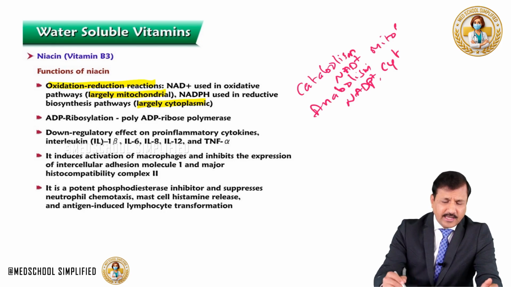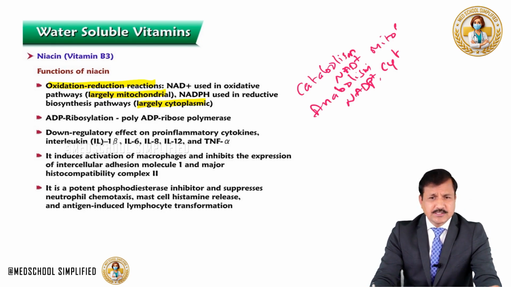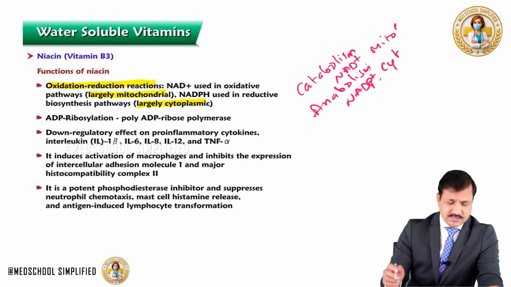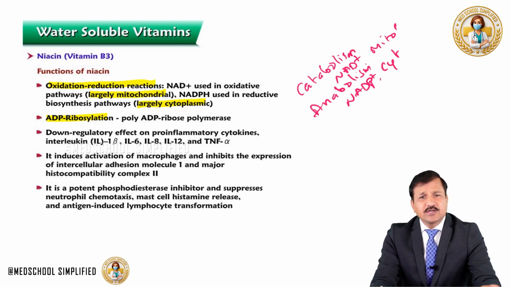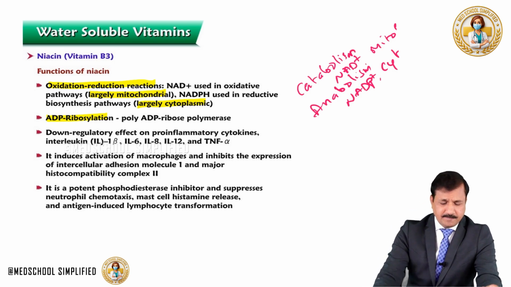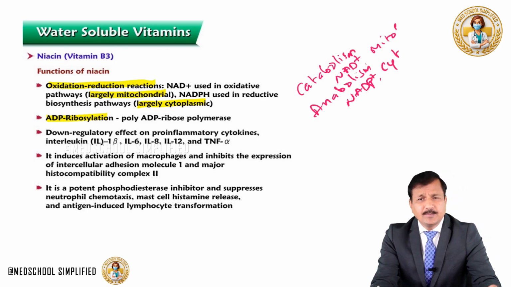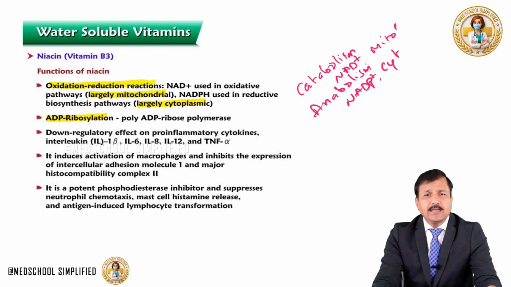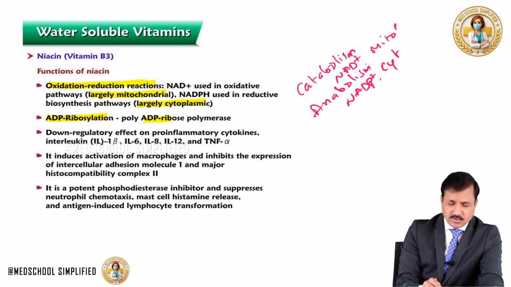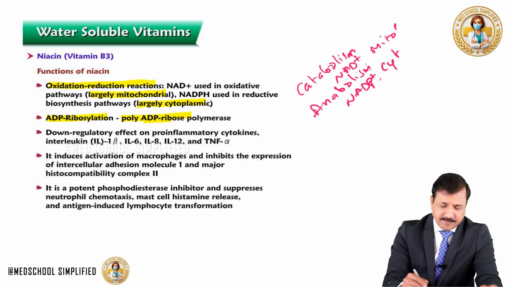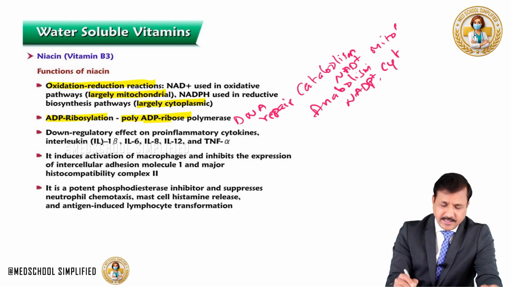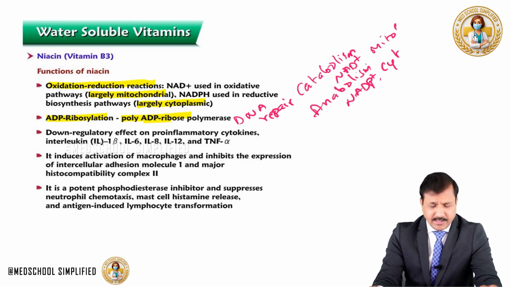Now, other types of reactions where NAD or NADPs are used are ADP ribosylation processes. What actually happens in ADP ribosylation? NAD functions as an ADP ribose donor. So basically it is going to donate ADP ribose in certain reactions. One of the best examples for that is the poly-ADP ribose polymerase enzyme. What does this poly-ADP ribose polymerase do? It is involved in the DNA repair mechanism. Poly-ADP ribose polymerase enzyme is involved in DNA repair.